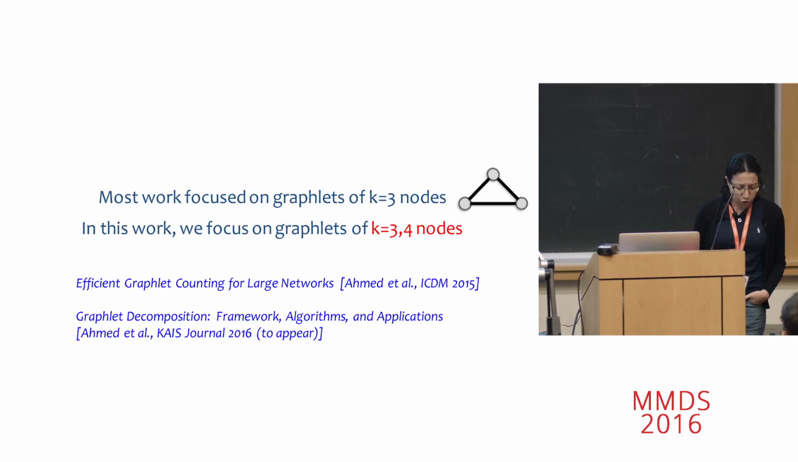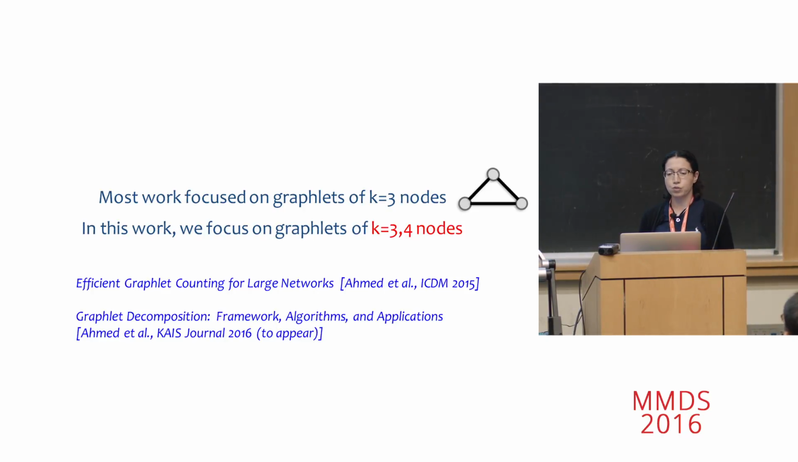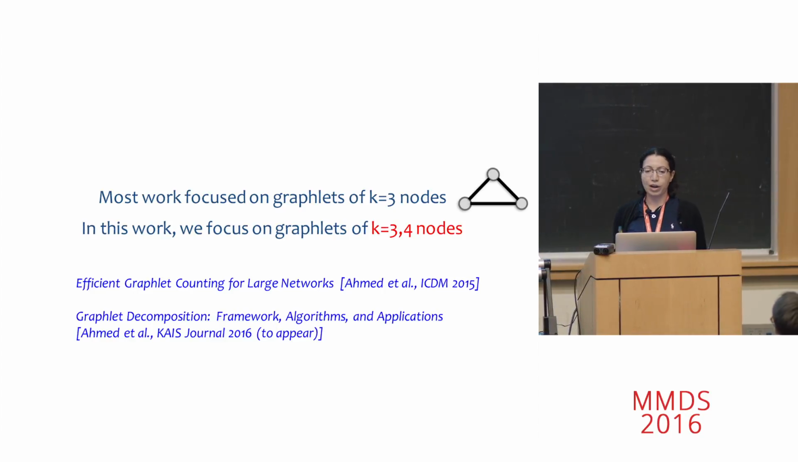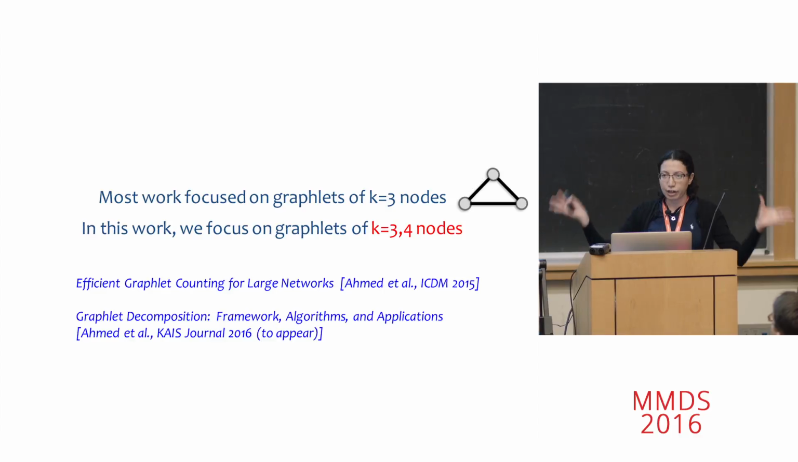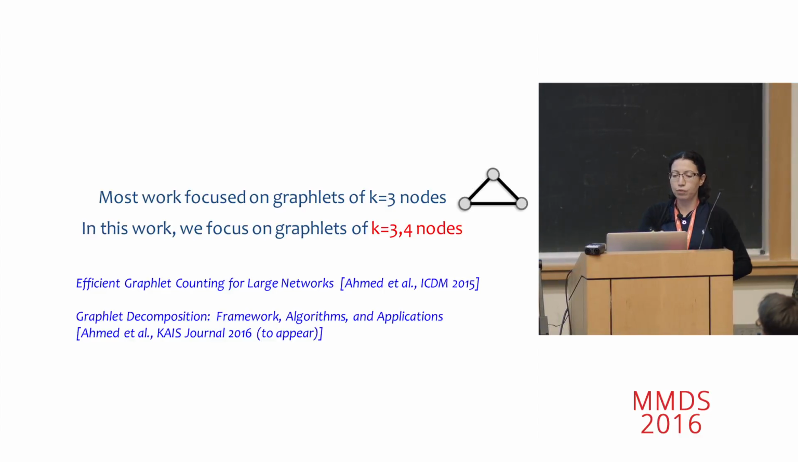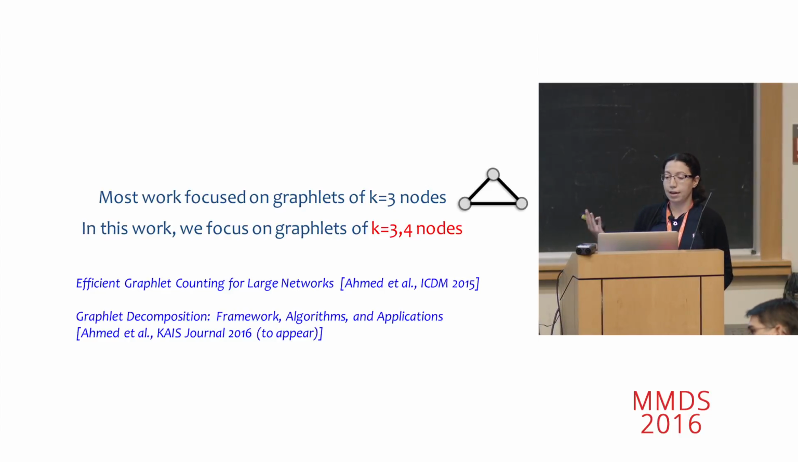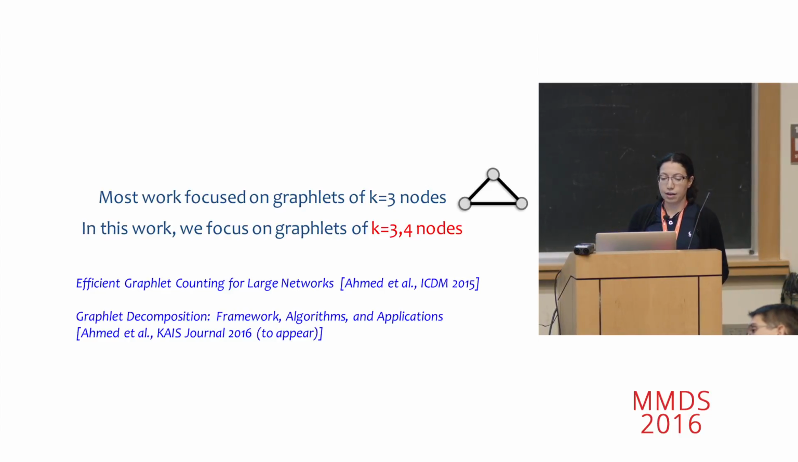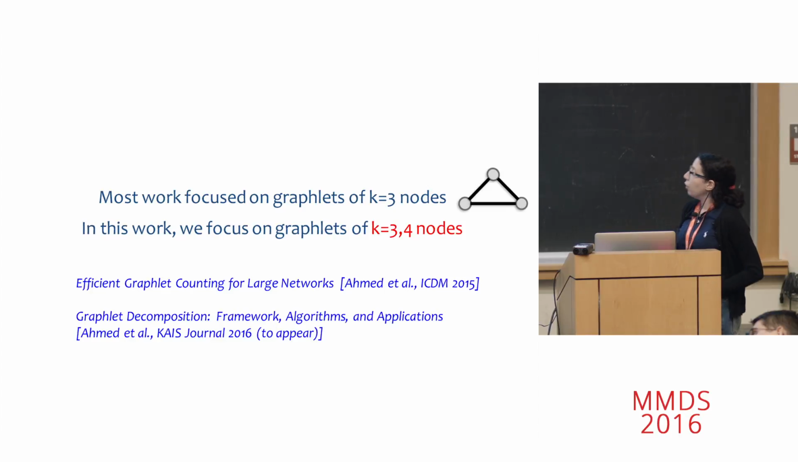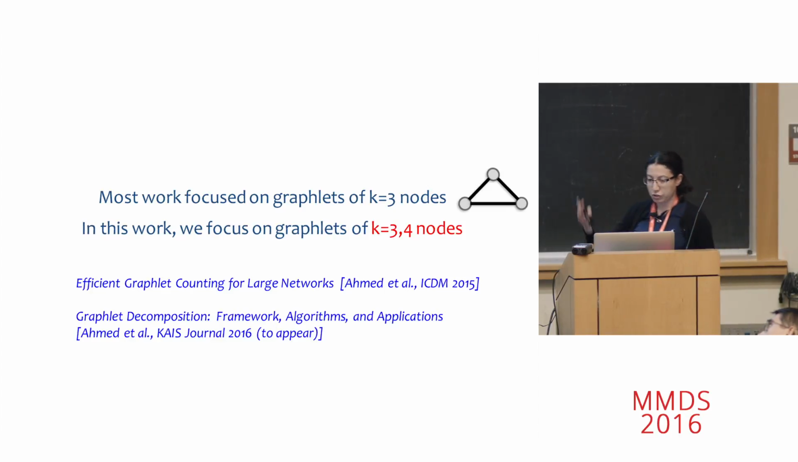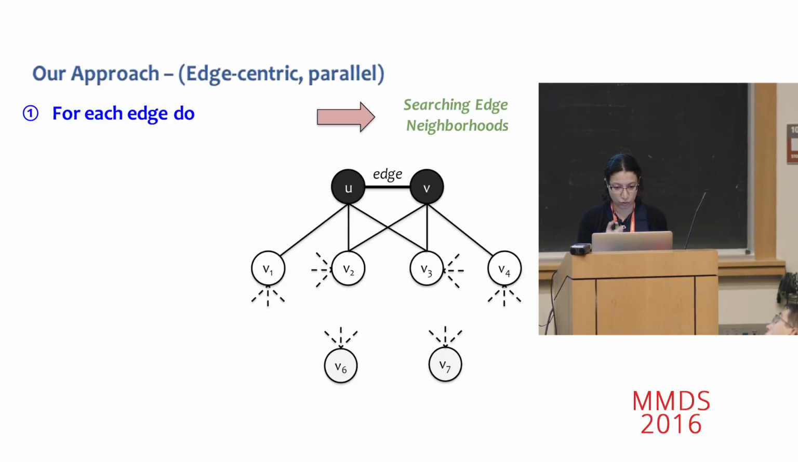Most work focused on graphlets of size 3, where triangles are one very well-known example, and there is a lot of research on this. In this work, we try to provide a generic framework for any size of graphlets, but we focus mainly on showing how this can be used for k equals 3 and 4 nodes. In particular, we will be talking about two papers: one of them was at ICDM last year, and the other one is a journal extension of it.